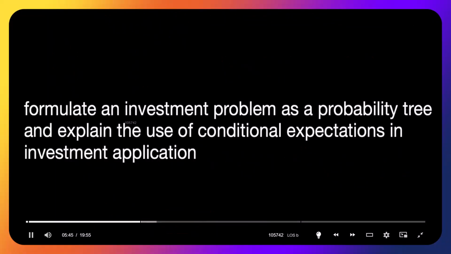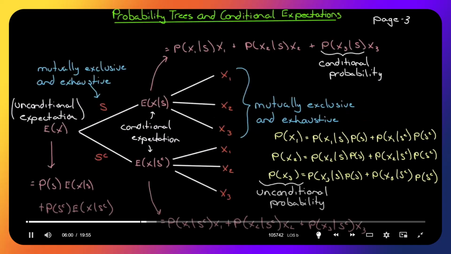Next, learning objective: formulate an investment problem as a probability tree. So we'll learn how to draw a probability tree and how to fill in the tree, and explain the use of conditional expectations in an investment application. All right, everything we need to know about this learning objective can be found in this tree diagram that I have. So let's begin with the first branches.